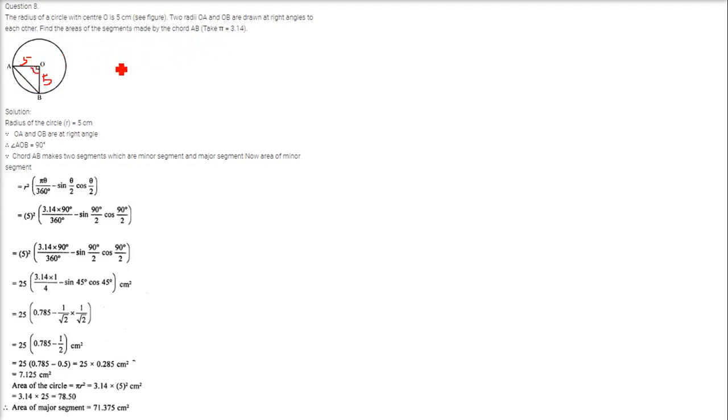So we just have to use the formula. First we'll try to find out this segment, and we know the formula. It is r square. I'll write the values directly. R square is 5 into 5. Then you have theta into pi by 360. Theta is 90 degrees because it is given. You already have pi, so just make it 3.14 if you want. Then minus sine theta by 2 cos theta by 2.